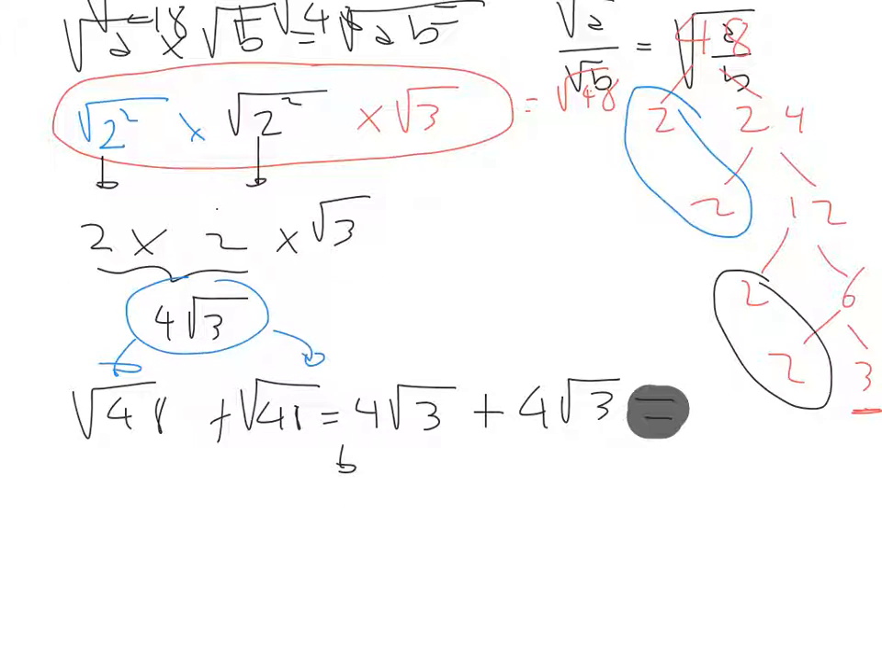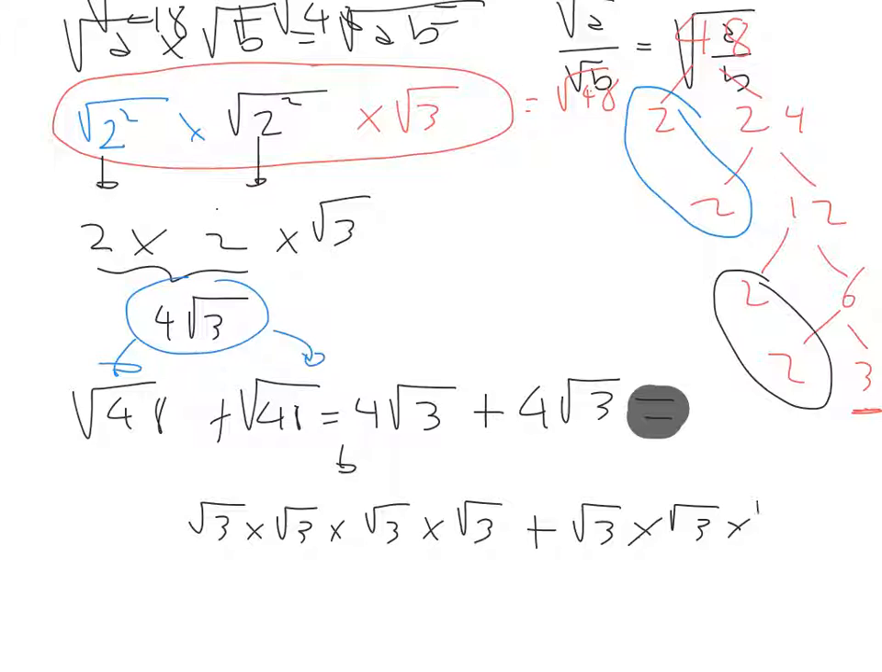So it's like writing 4 square root of 3 as square root of 3 times 4, plus square root of 3 times 4. Why? Because we are summing this 4 square root of 3 plus this 4 square root of 3. Now, if you count, it's like we are multiplying 8 times square root of 3.